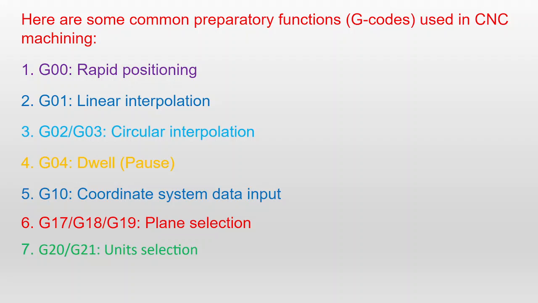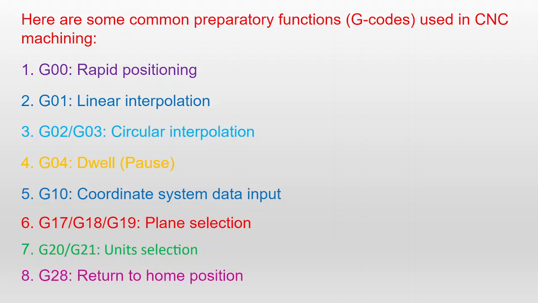G20 or G21, that is unit selection. G20 sets the machine to work in inches, while G21 sets it to work in millimeters. These codes determine the unit of measurement for subsequent movements and dimensions.